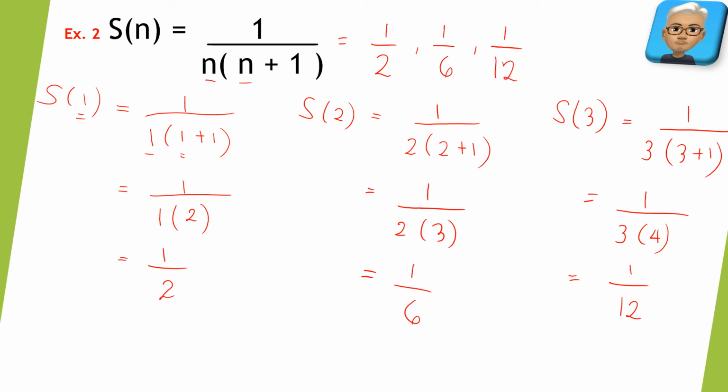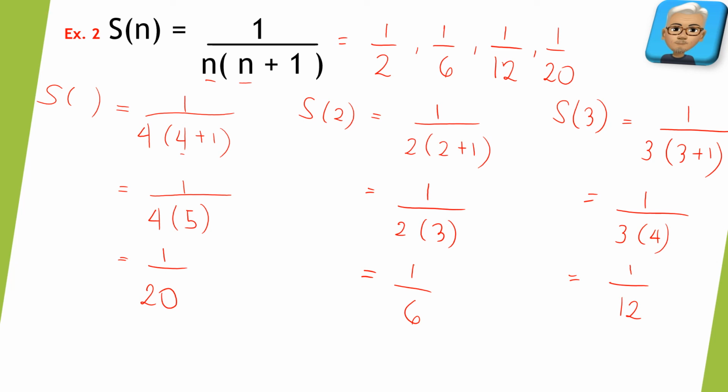Okay? For s sub 4, replace n using 4. So, palitan natin. Okay? So, we have here 4 and then 4. So, we have 1 over 4 and then 4 plus 1 is 5, meaning our answer is 1 over 20. At ito yung ating fourth term.